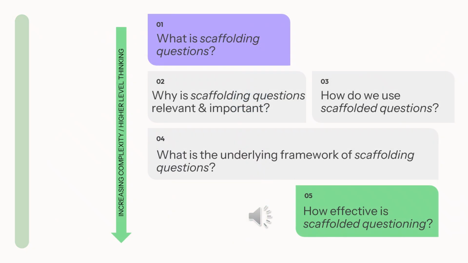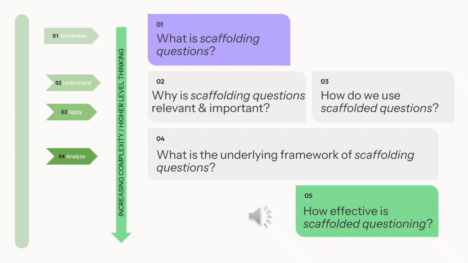You may have noticed so far that this presentation has actually been scaffolded according to various questions. In the first question, when we asked what is scaffolding questions, we were really looking at identifying and defining, which is under the remembering cognitive stage. When we looked at why is scaffolding questions relevant and important, we were looking at understanding it. When we saw how do we use scaffolded questions, we were doing application. When we looked at what is the underlying framework of scaffolded questions, we were analyzing. And when we saw how effective is scaffolded questions, we were looking at evaluating. And so our next cognitive stage is going to be creating.